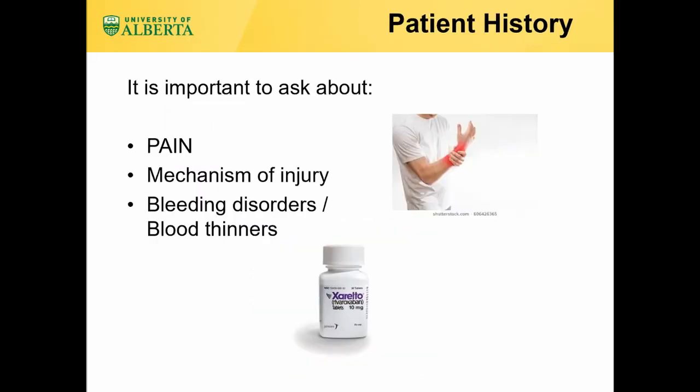You will likely begin to suspect compartment syndrome in a patient with excessive pain in a limb or hand. When ruling compartment syndrome in or out, it is important to ask about the aforementioned risk factors, particularly the mechanism of injury and any bleeding disorder or blood thinning medications that may cause excessive bleeding into a compartment.